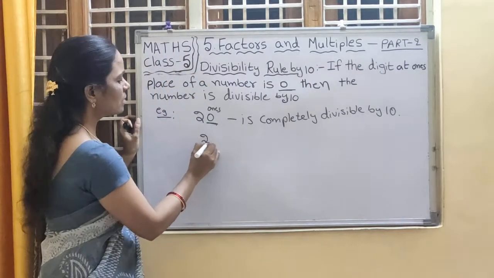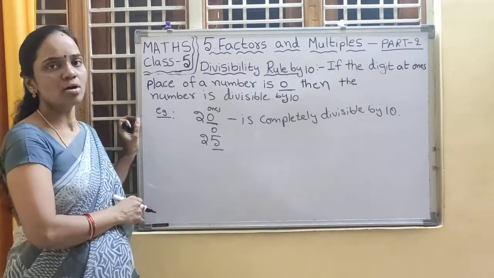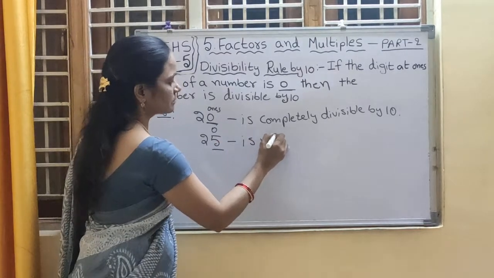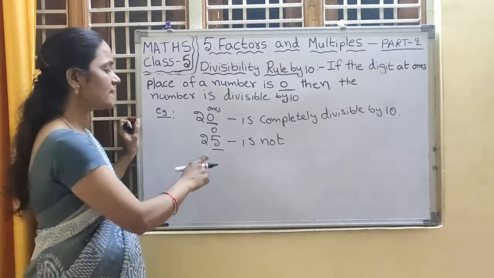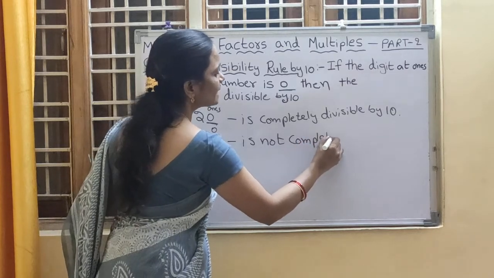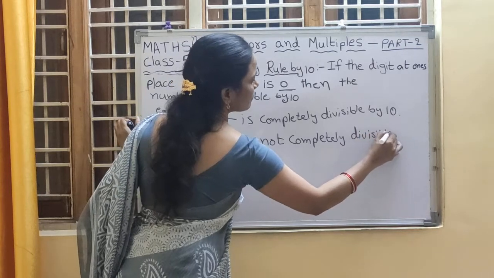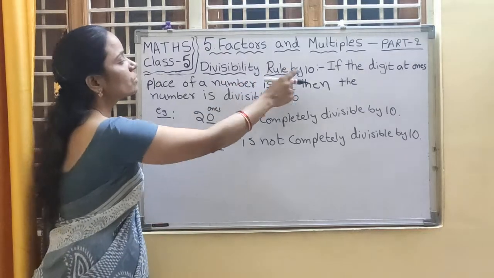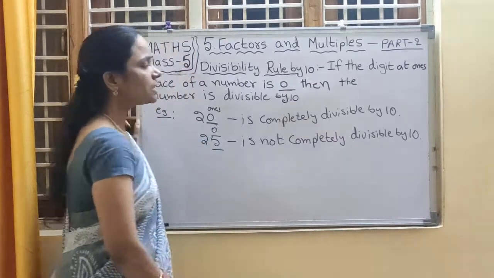Take another example, 25. What is the ones place digit here? 5. So 25 is not divisible, because the ones place digit is not 0. That is the reason it is not completely divisible by 10. Okay, this is the divisibility rule by 10. So the ones place digit is 5, so 25 is not completely divisible by 10.